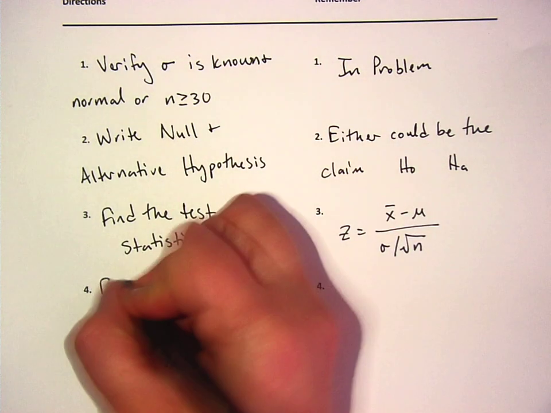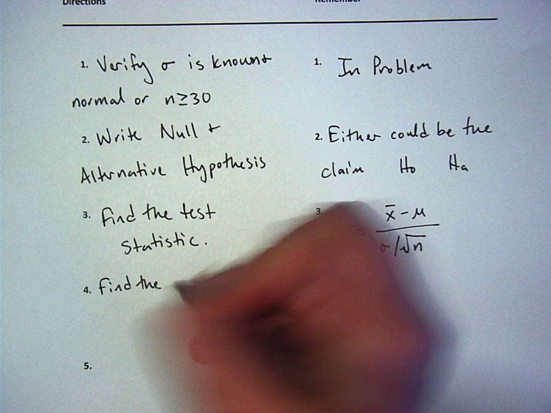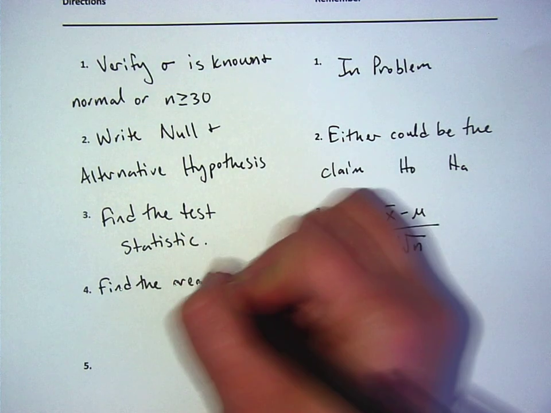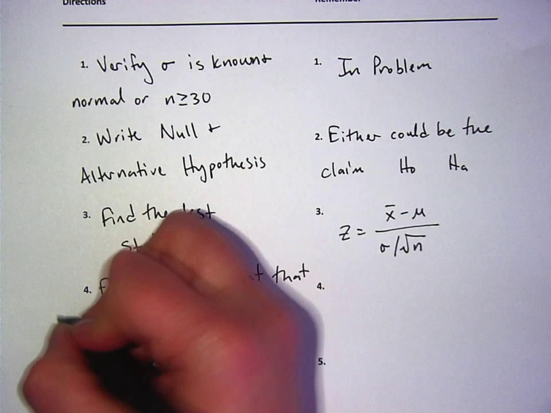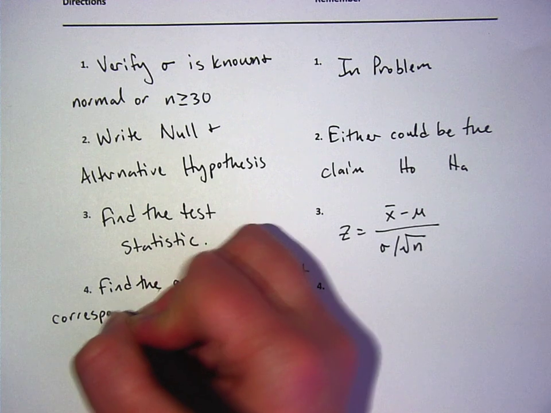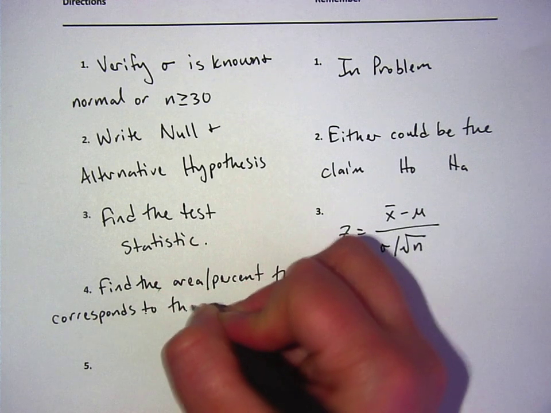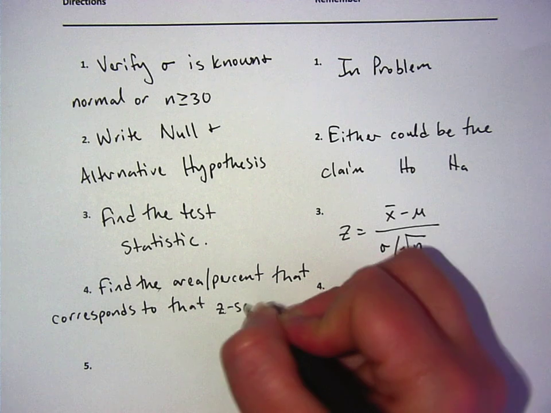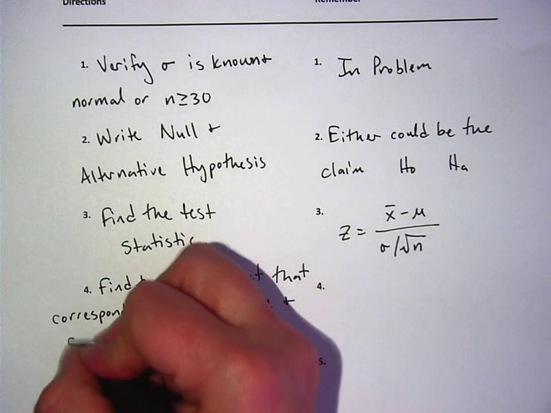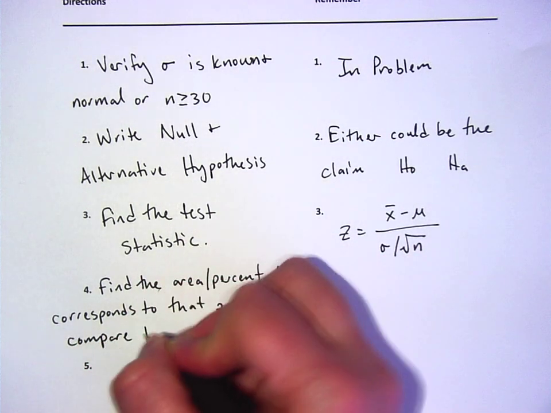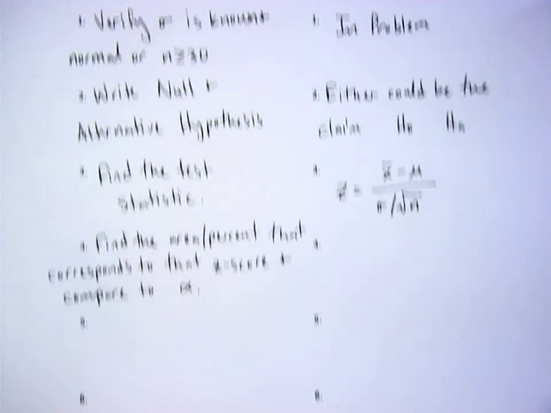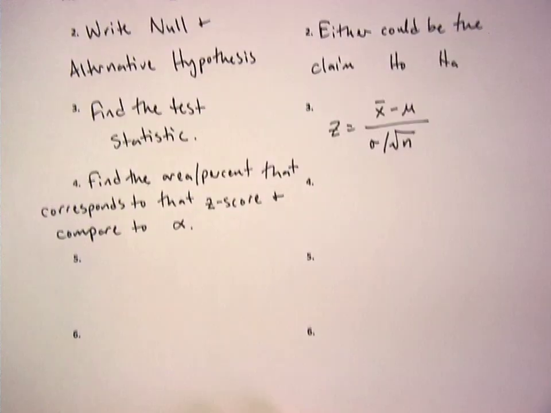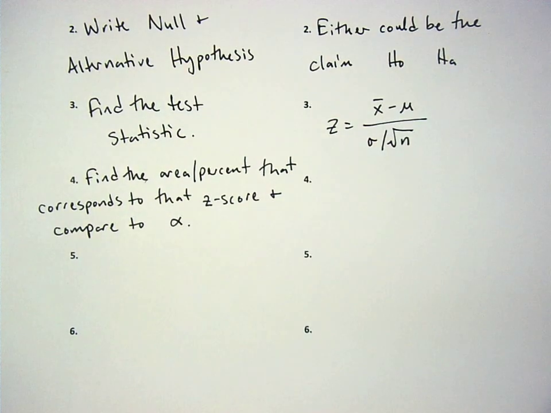Okay, next up is to find the area or percent that corresponds to that z-score and compare to alpha. This is a p-value.